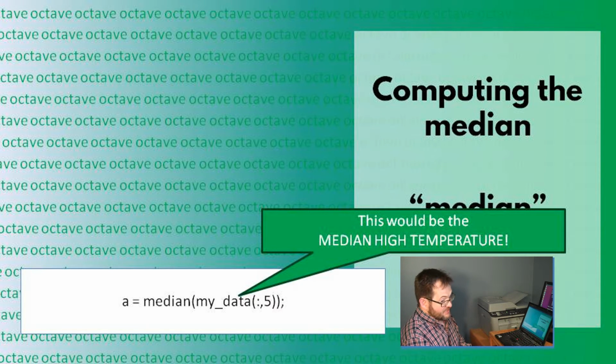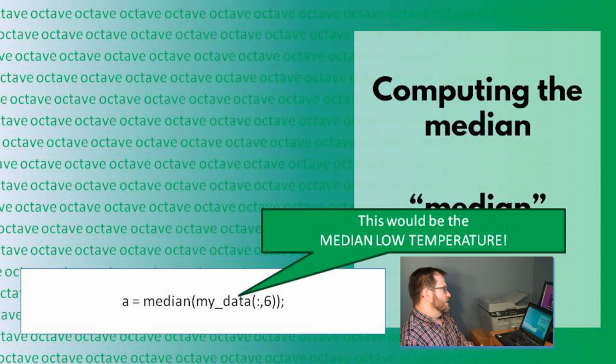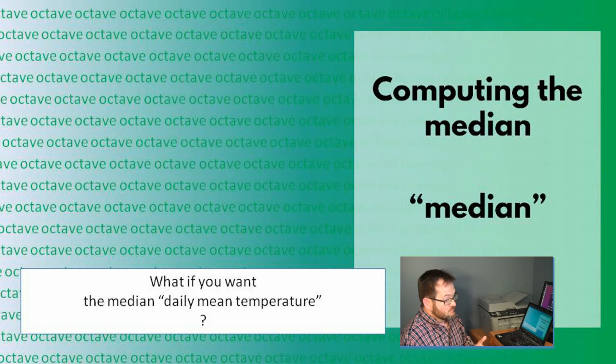So column 5 is high temperatures for each day. If you wanted to know, for some reason, the median high temperature, this is how you would do it. Or for example, you could switch over to column 6 and call this the median low temperature. Great. Or you could, which would actually be a more likely problem to have to solve at a job or something, what is the median daily mean temperature?